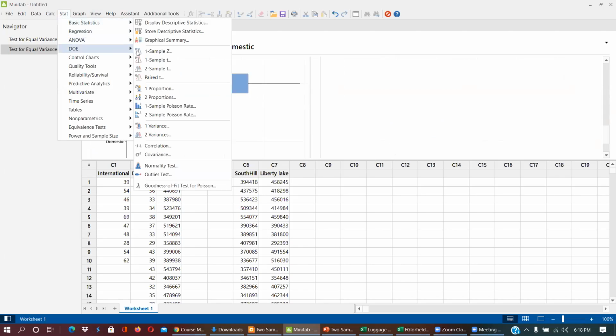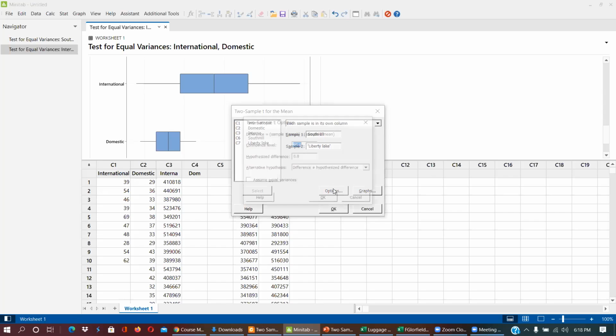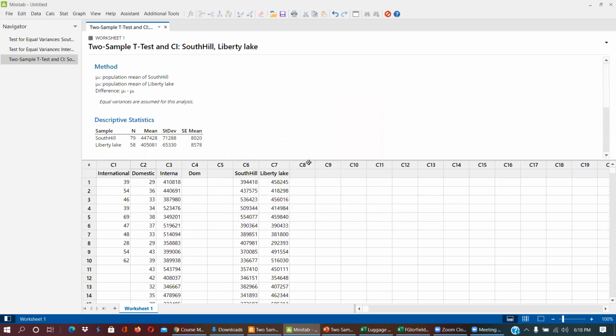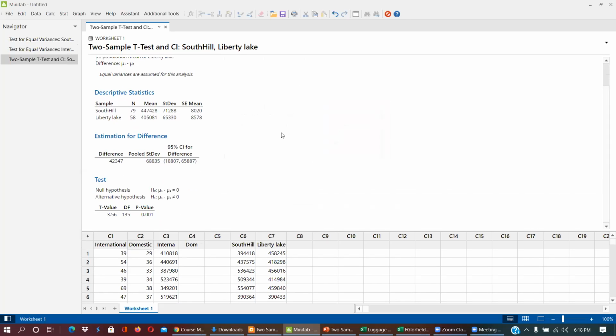So I go under basic statistics, 2-sample t, both samples, South Hill, Liberty Lake, options, and I'm going to assume equal variance. So you got the point: when do we use equal, and when do we use unequal? Now let's see the descriptive statistics. We are not interested in the difference or pooled standard deviation. We are interested in the t-value and these two.